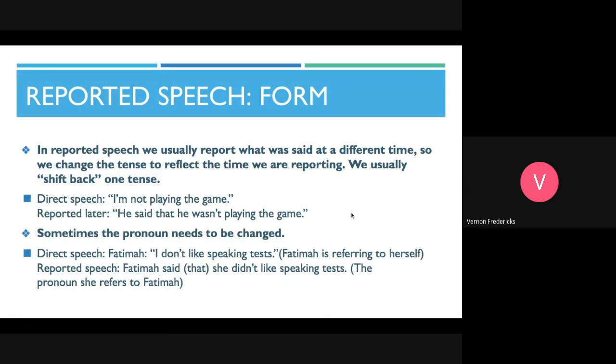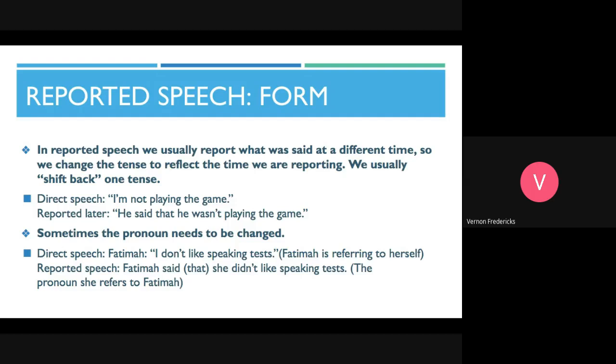Okay, so reported speech: what is the form? In reported speech, we usually report what was said at a different time. So we change the tense to reflect the time we are reporting. We usually shift back one tense. Direct speech: I'm not playing the game. Reported speech: He said that he wasn't playing the game. So what changes there? The verb changes from am to was.